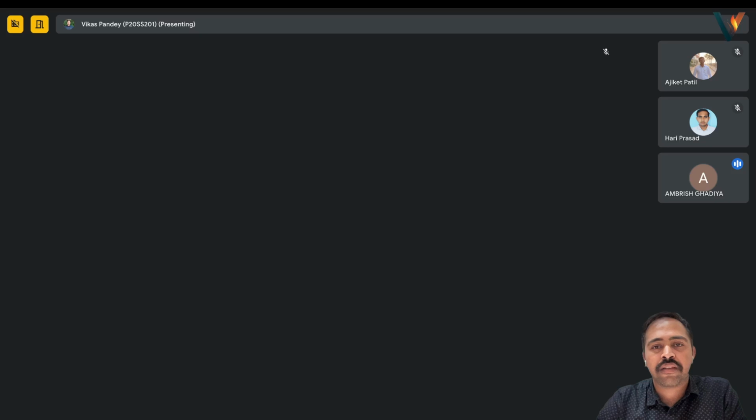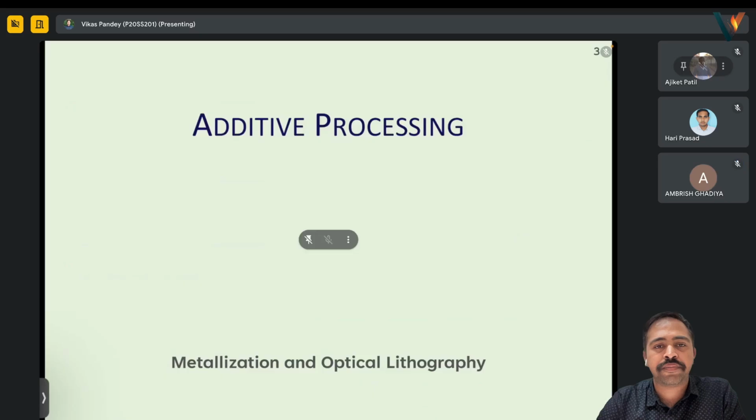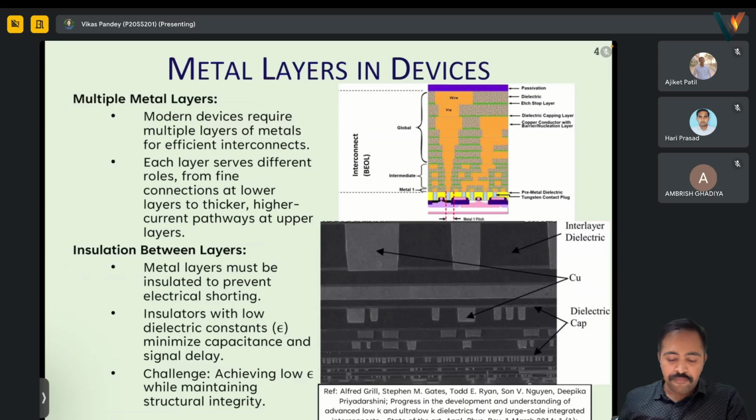Anyone else? Yeah. So let's move forward. Today we are starting a very interesting topic, that is metallization, and then we will start a very important topic of this whole microfabrication, that is lithography. If you see the course curriculum, lithography covers 3 weeks. It is a very important part of micro and nanofabrication.